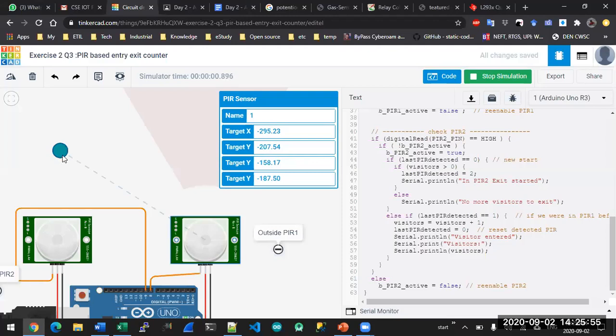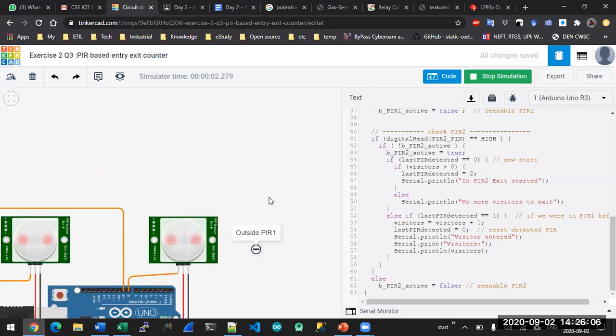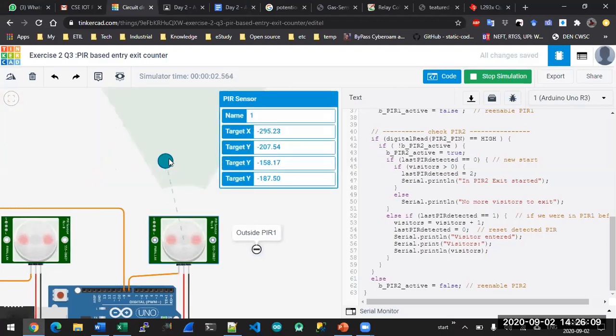So you can see there are two PIR sensors with two different ranges. I am just initializing it like this. I will start the simulation again for a better understanding. Okay, so the right one is the outside PIR. A person is moving in front of the outside PIR from left to right to left like this.